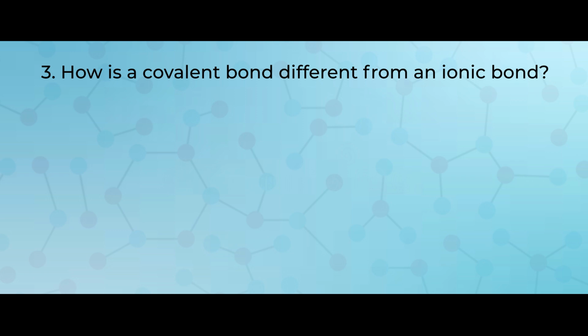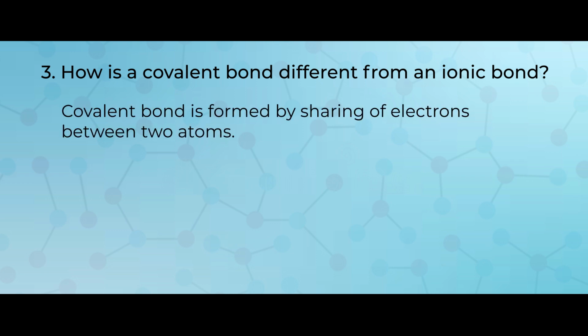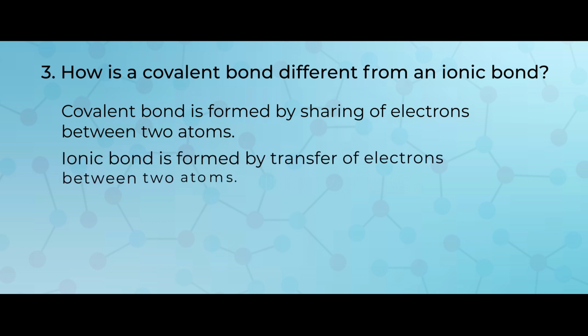How is the covalent bond different from ionic bond? Yes, we have already studied about ionic bond. Now you have watched the video. Now let us find the difference between covalent bond and ionic bond. Covalent bond, as you have seen from the video, is formed by sharing of electrons between two atoms, and ionic bond is formed by transfer of electrons between two atoms.